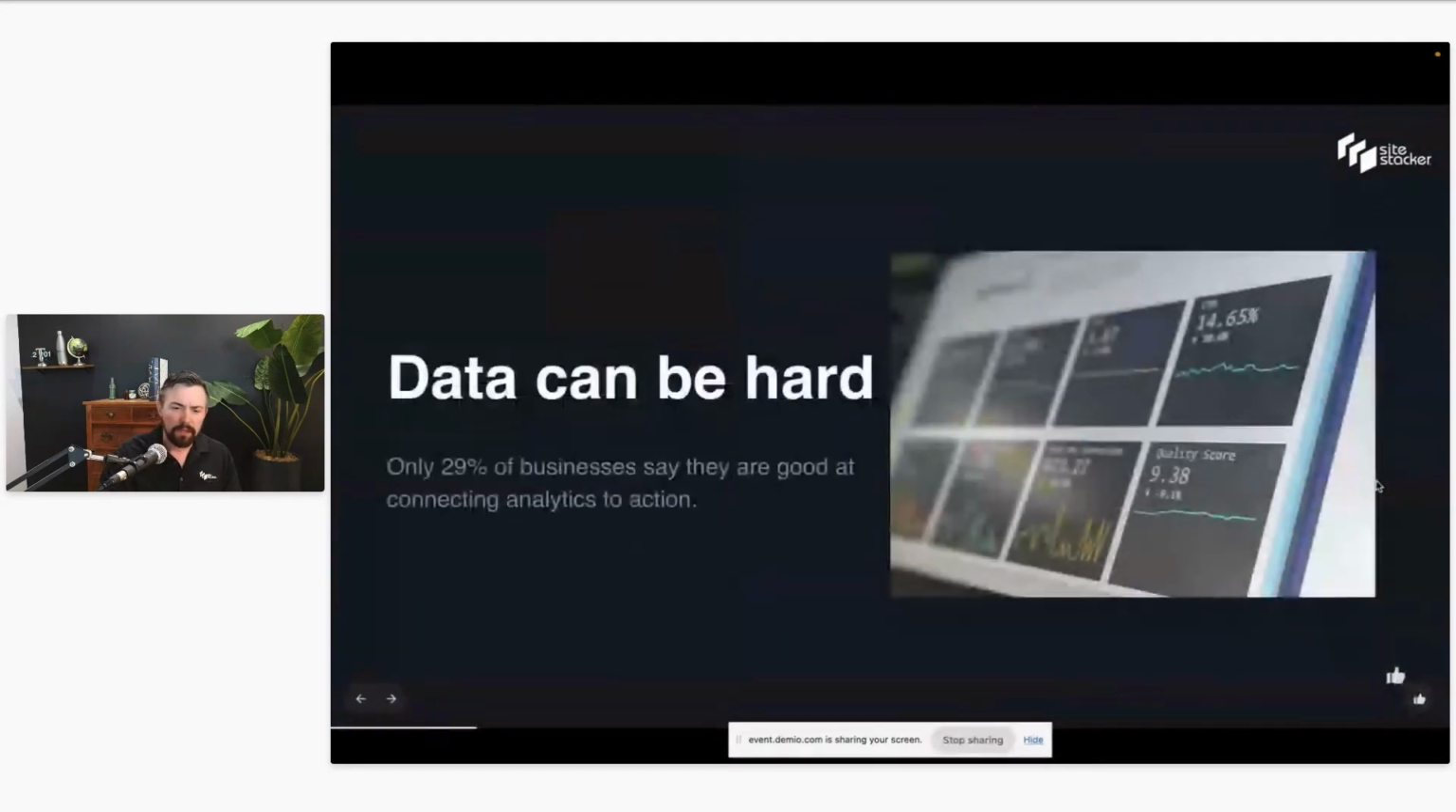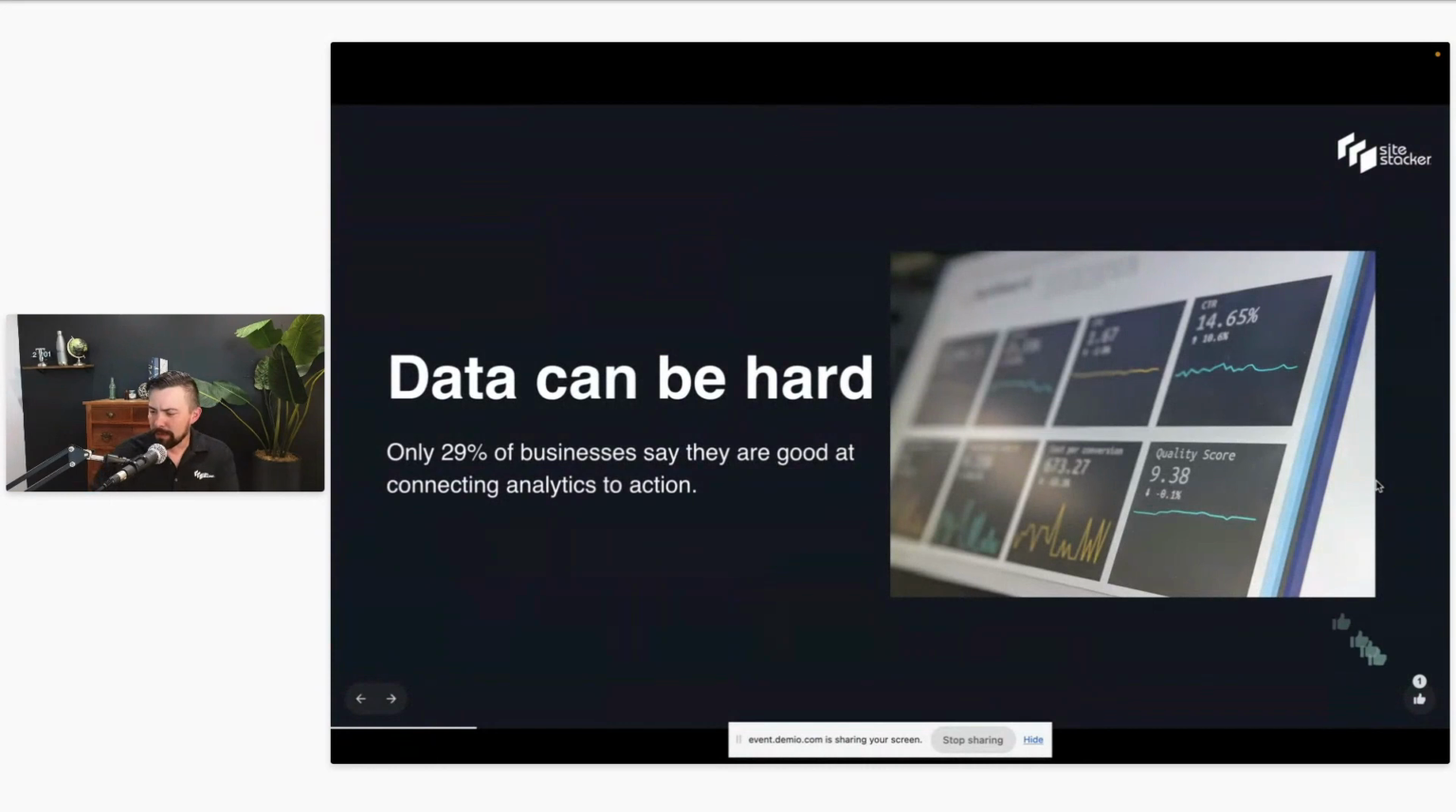All right, so let's start on this. Data itself can be hard, and that's really a reality of today's day and age. 74% of businesses say they want to be data-led, across all businesses, large and small. But when surveyed, only about 29% say they're actually good at connecting analytics to action. That's really the problem we're here to solve. We want to take data that needs to get to certain people to act on it, not just to see it, not just to think about it, but to act on that data and solve that problem.